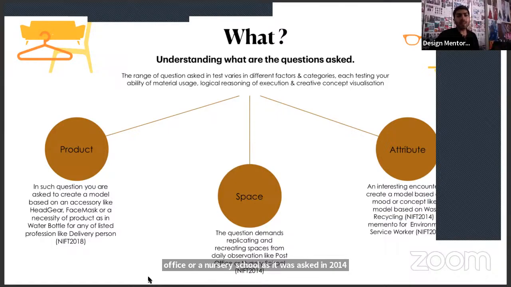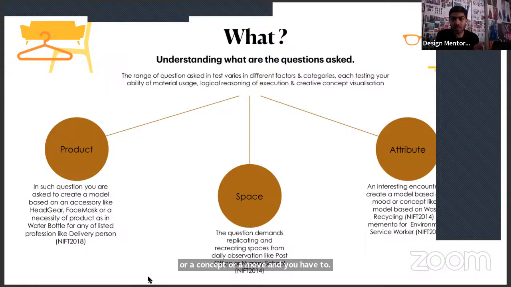When it comes to attribute, this is the most interesting factor or an encounter you will have to deal with, because it will relate to intangible aspects. It is not a tangible thing that you will relocate from a space or a product. What attribute means is you will be given an expression or a concept or a mood, and you have to recreate it through the provided materials.